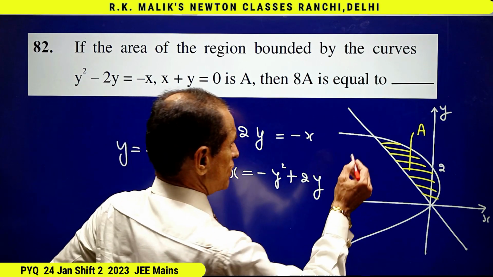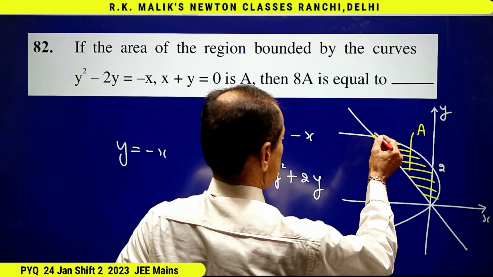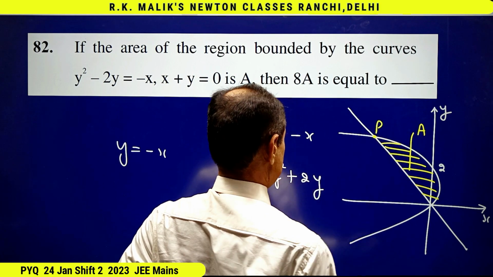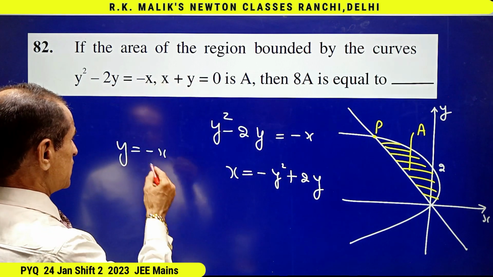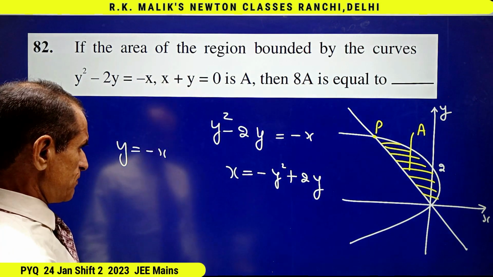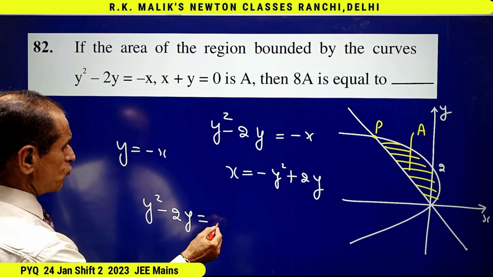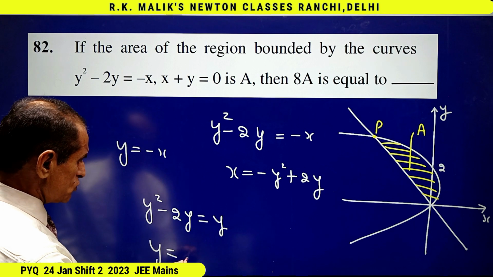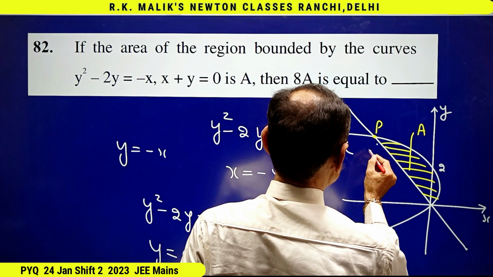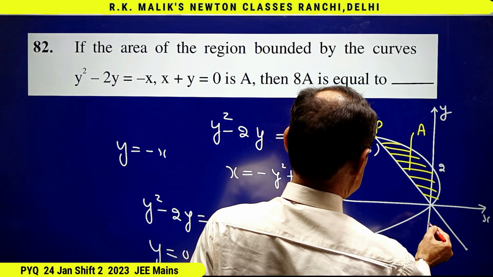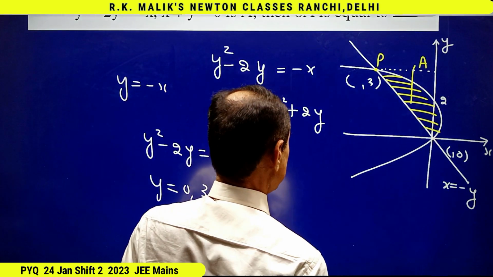First of all, we will have to find the y coordinate of the point. Say this is the point P. To find the y coordinate of the point P, let us eliminate x from the two equations, and we get y square minus 2y equal to y, that is y equal to 0 or 3. That is, the y coordinate of this point is 3 and the y coordinate of this point is 0.